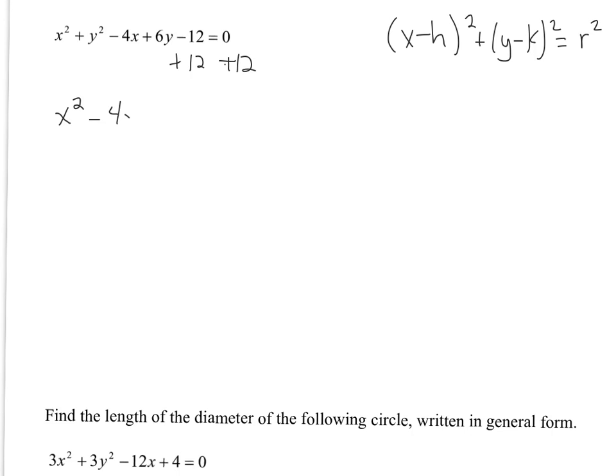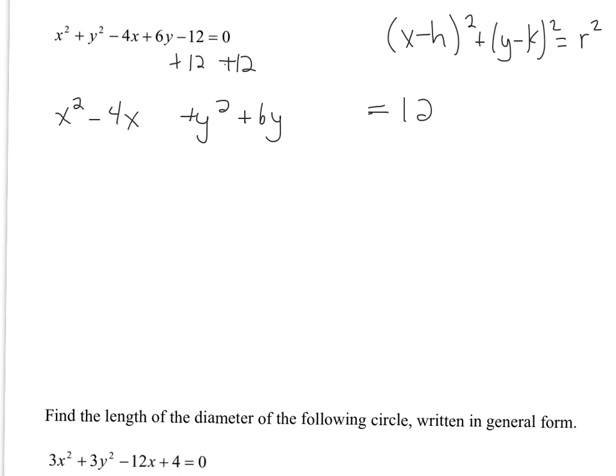So I'm going to make x squared minus 4x next to each other. I'm going to make y squared plus 6y next to each other. And then I'm going to put 12 on the other side. Now here is the key step. This is what you really need to know for completing the square.